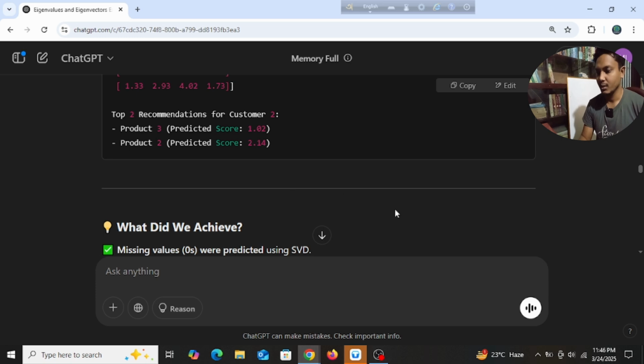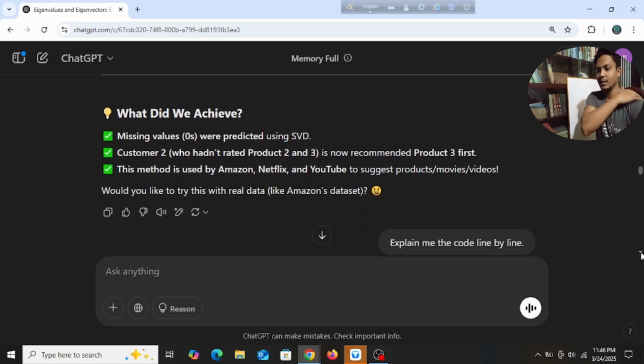Okay, so what did we achieve? Missing values, zeros, were predicted using SVD. Customer 2, who hadn't rated product 2 and 3, is now recommended product 3 first. This method is used by Amazon, Netflix, and YouTube to suggest products, movies, or videos. Would you like to try this with real data?